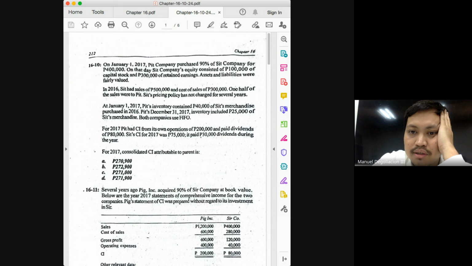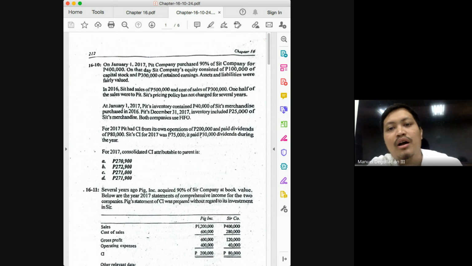Merchandise purchased in 2016. Peat's December inventory included 25,000. Both companies use first in, first out. Okay, so there's no downstream class. Do you follow? What we only have is upstream, from subsidiary to parent. So we will not have any adjustment to the income of the parent. And again, going back, what's the first thing we need to solve for consolidated income? Income of the parent from its own operations.